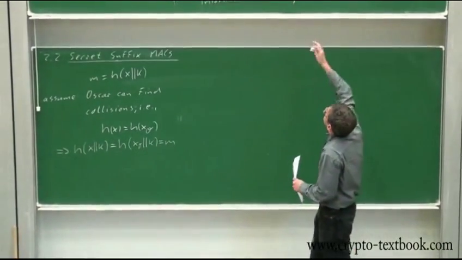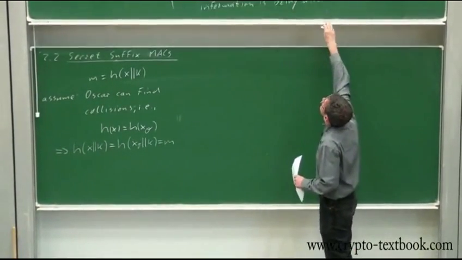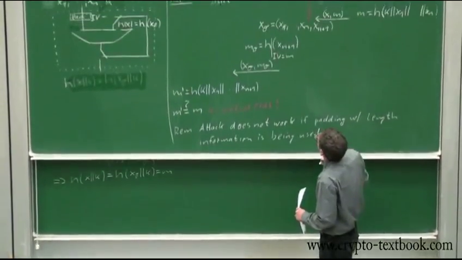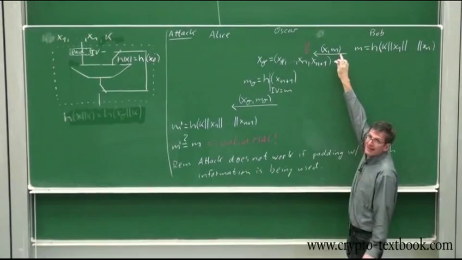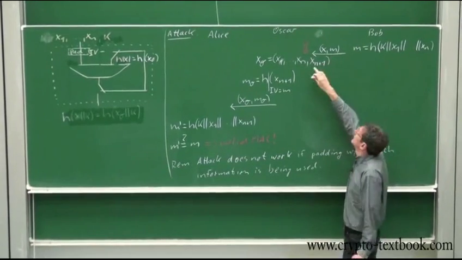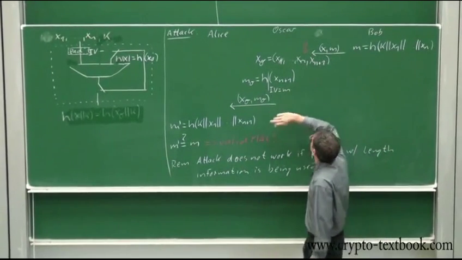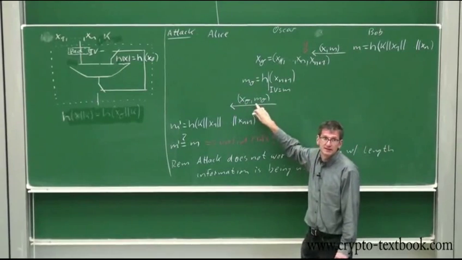So in this case, the attack is even easier, and I don't even want to write that down. If Oscar intercepts, he doesn't even have to change M. He keeps M the same. He simply replaces x by x0, but he keeps M the same.